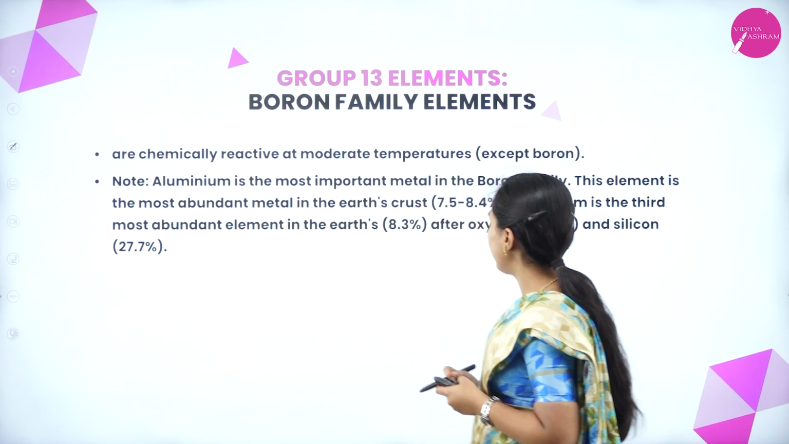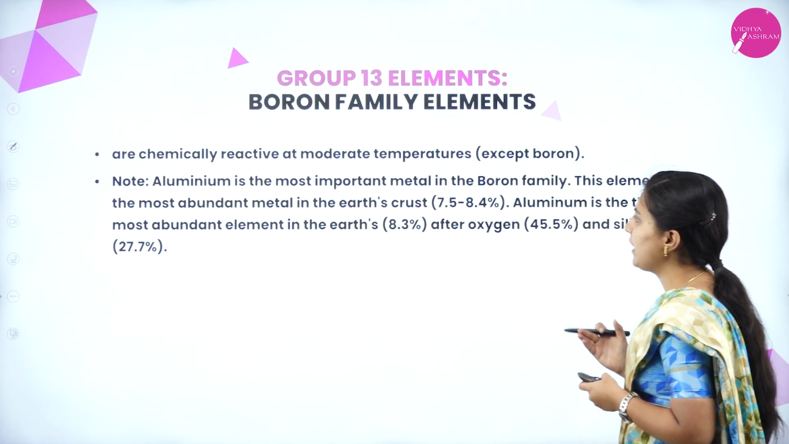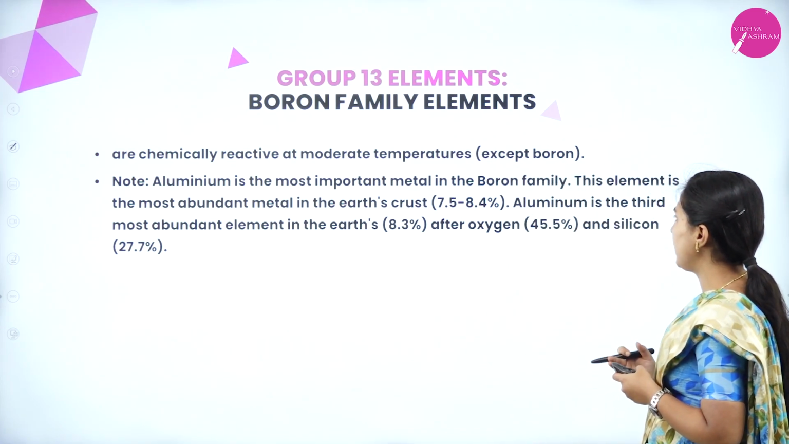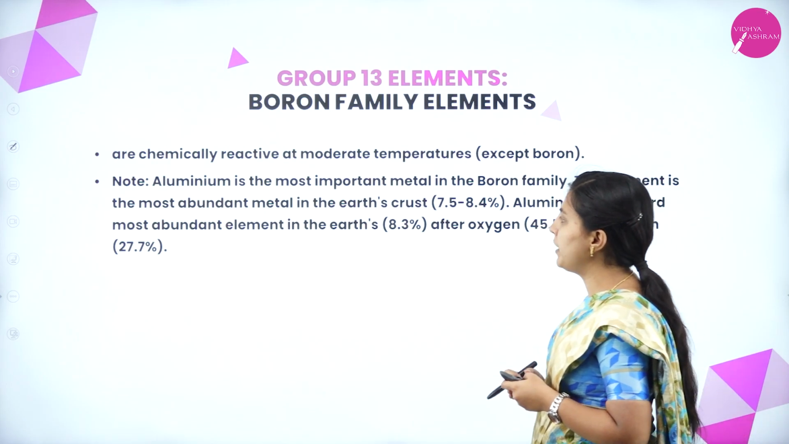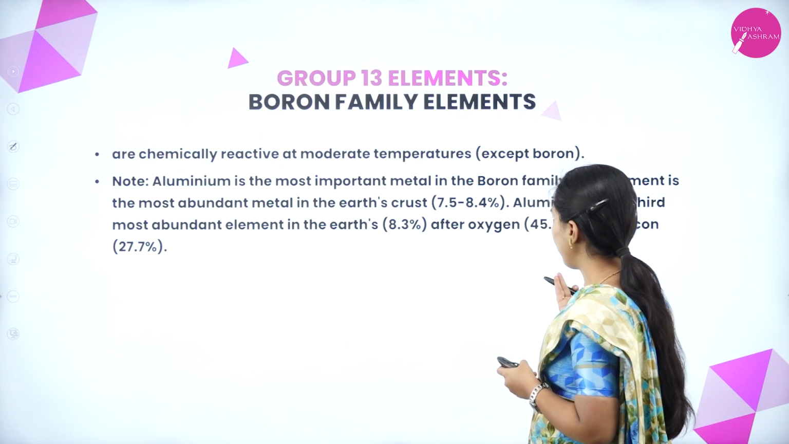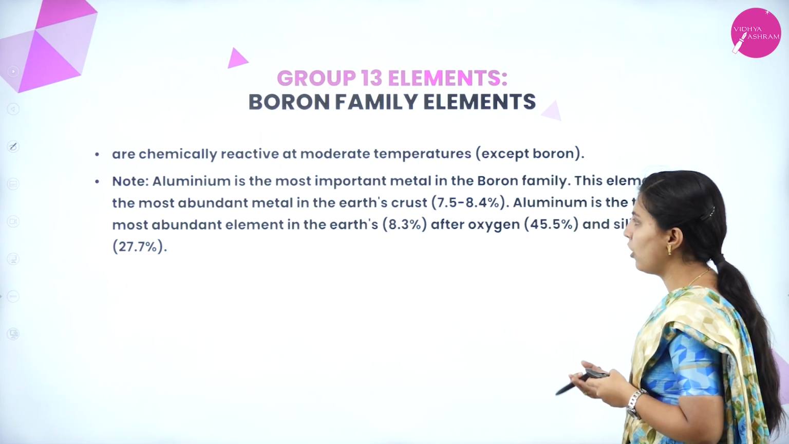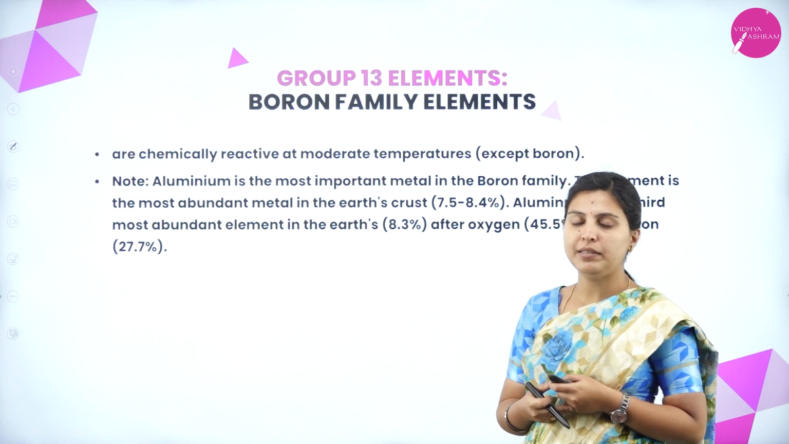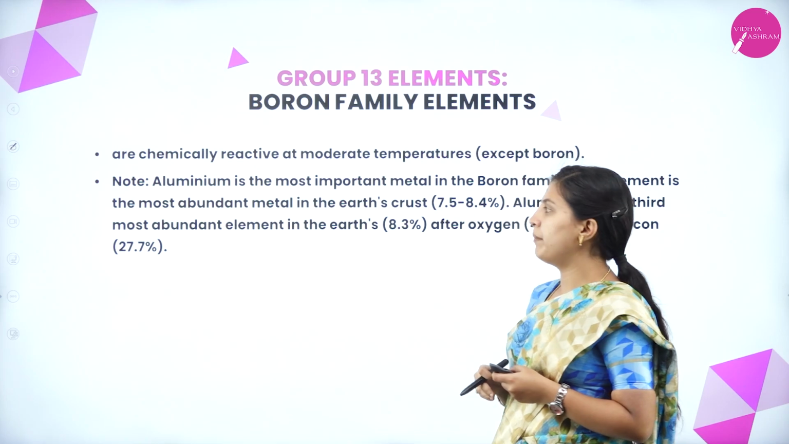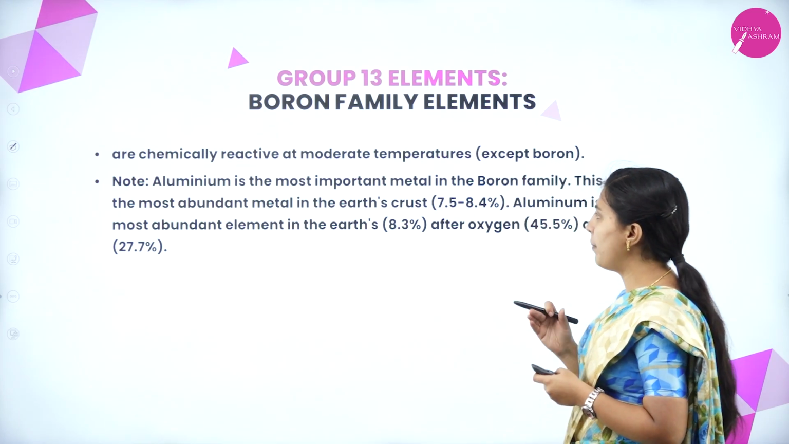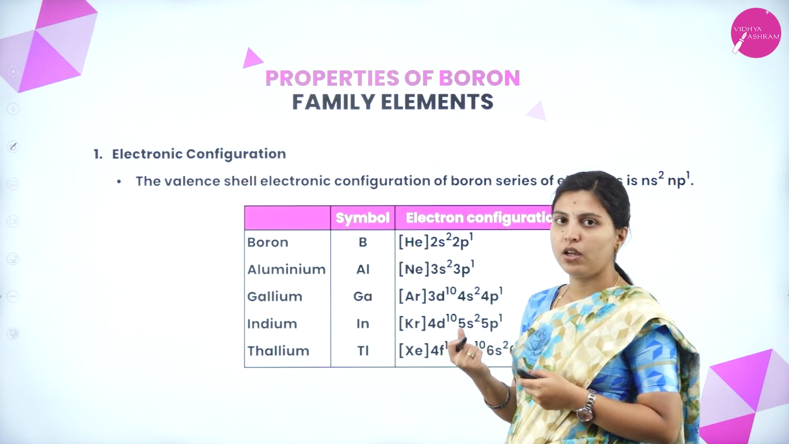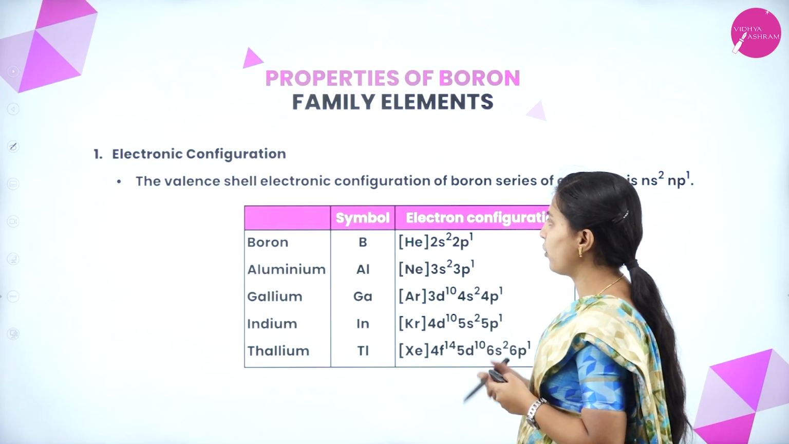Aluminium is the most important metal in the boron family. This element is the most abundant metal in the Earth's crust, 7.5 to 8.4%. Aluminium is the third most abundant element in the Earth, that is 8.3%, after oxygen, that is 45.5%, and silicon, 27.7%. In the overall boron family, aluminium is the most important and abundant metal in the Earth's crust. Okay. Next, properties of the boron family, that is electronic configuration.